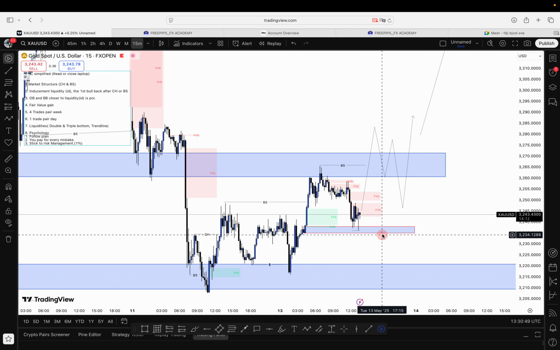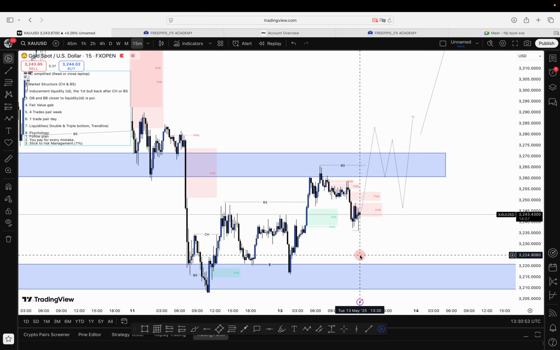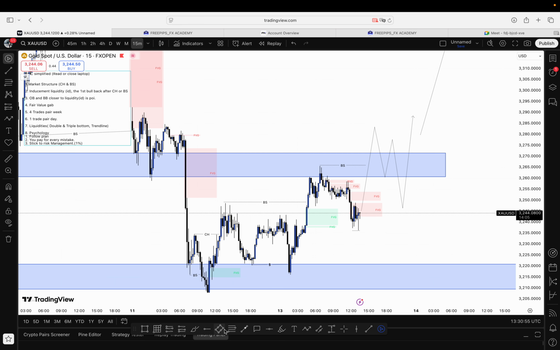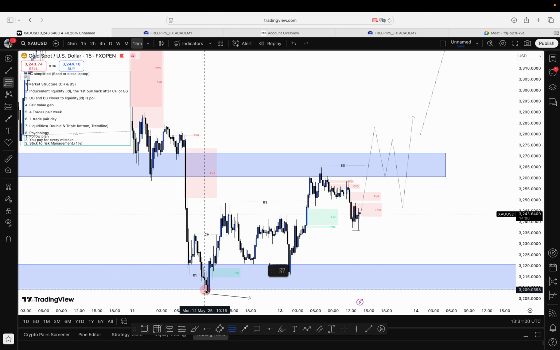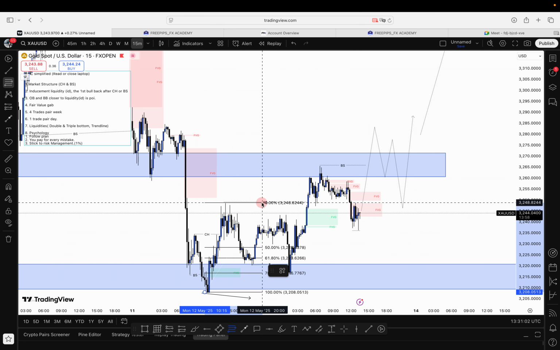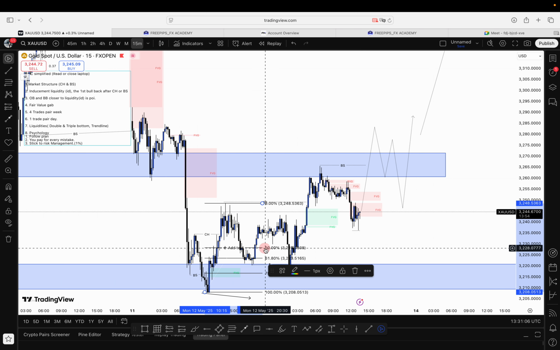So mostly you use Fibonacci? Yes. To identify my inducement, I use Fibonacci. You see this one from here to here. The inducement was between 50 and 61.